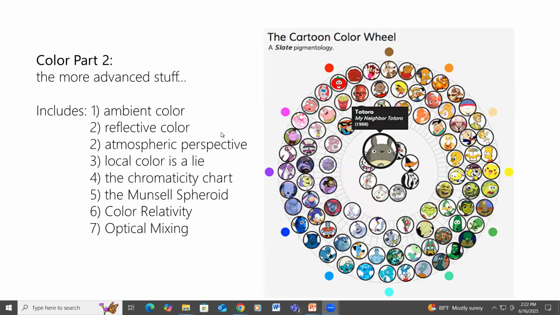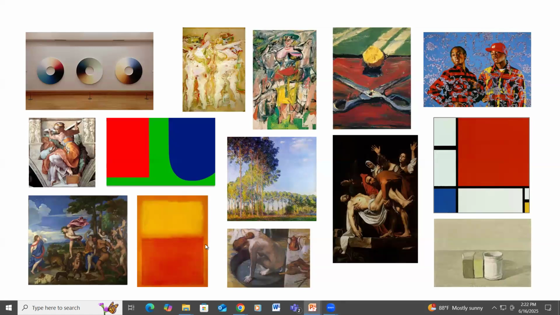And so in this lecture, I'm going to go through this relatively quickly, partially because some of this, like the ambient and reflective color, we already discussed in the first lecture on color, but we're just going to recap. And so to start with, let's recap a little bit. Let's see if my screen is awake. And just think about the artwork that we have seen that we've talked about primarily in terms of color.